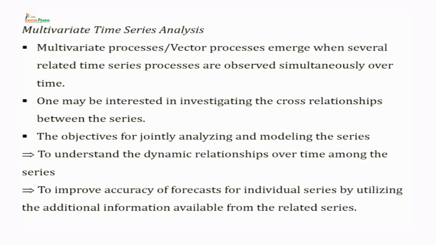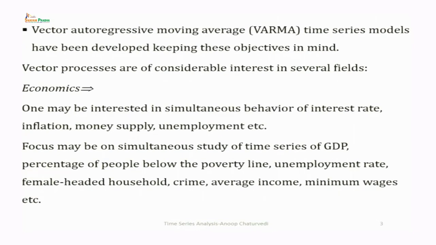Then the objective may be to understand the dynamic relationships over time among the series, this kind of dynamic relationships, how the variables are related with each other. Then to improve accuracy of forecast for individual series by utilizing the additional information available from the related series. So, if we can utilize the information contained in other series for forecasting a particular individual series, then you may get more accurate forecasts. So, vector autoregressive moving average or VARMA time series models have been developed keeping these objectives in mind.